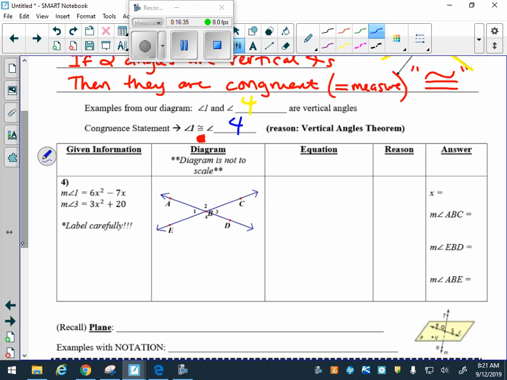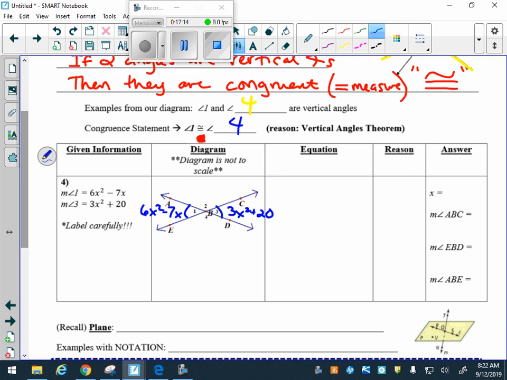Now, there's a little technicality that we're not really ready to worry much about right now. Eventually we will. But the theorem says that they're congruent, but we're going to write equations, so we just kind of have to make that mental conversion from they're congruent, therefore they're equal. All right? So when we have an example like this, measure of angle 1 is 6x squared minus 7x. We're going to label that 6x squared minus 7x. And angle 3 is 3x squared plus 20.